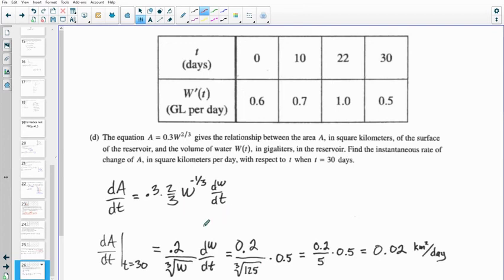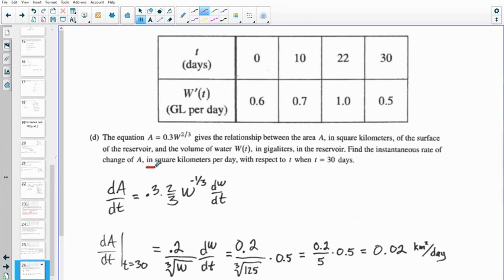Anyway, we plug the information in. We're doing this when the amount of water is 125. The rate that it is changing at time equals 30 is 0.5. We plug all this stuff into it, and I get this amount. 0.02 square kilometers per day is how fast the area is changing.